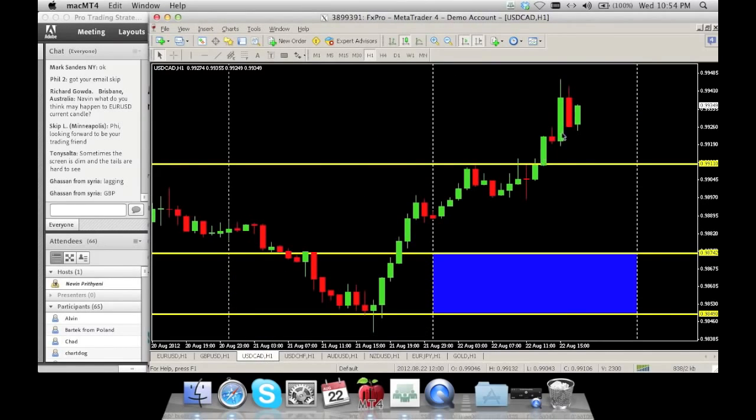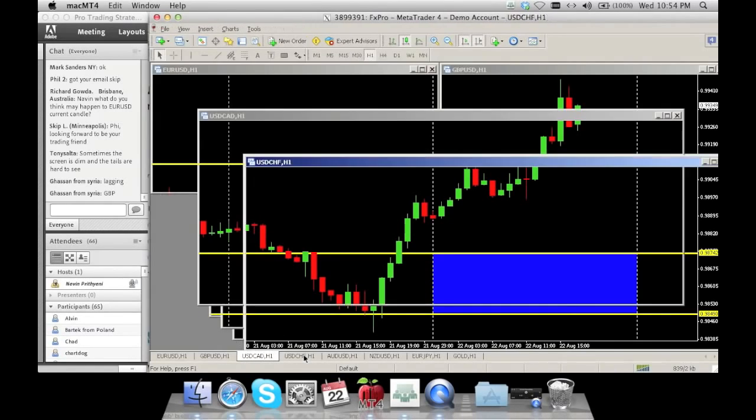US dollar CAD trying to go long, so it is correlating with pound. Okay, good. US dollar Swiss franc.